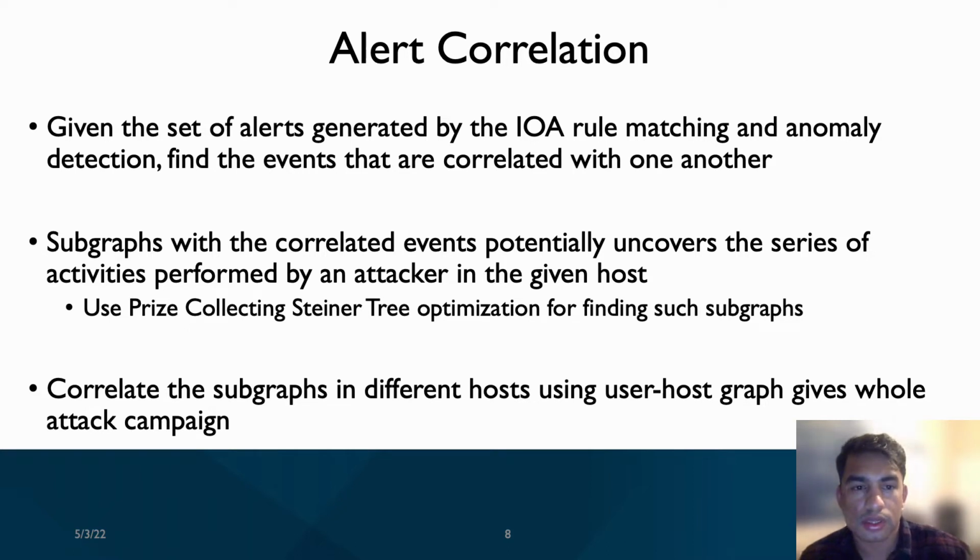Right, once we have these alerts generated by the anomaly detector and IOA matching, and our provenance graph, the next step in the process is to correlate these alerts together into a subgraph that is a potential representation of attackers' activity. We formulate this process of alert correlation as prize-collecting Steiner tree optimization. For a prize-collecting algorithm, we need to define two functions. First, the price function, and second, the cost function. Let's go over each of these functions one by one.